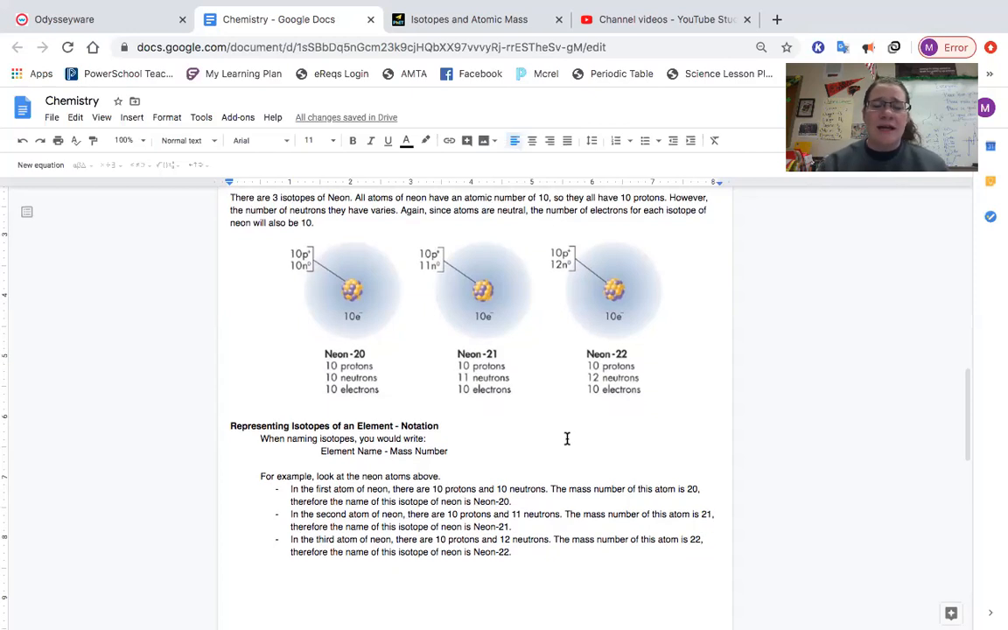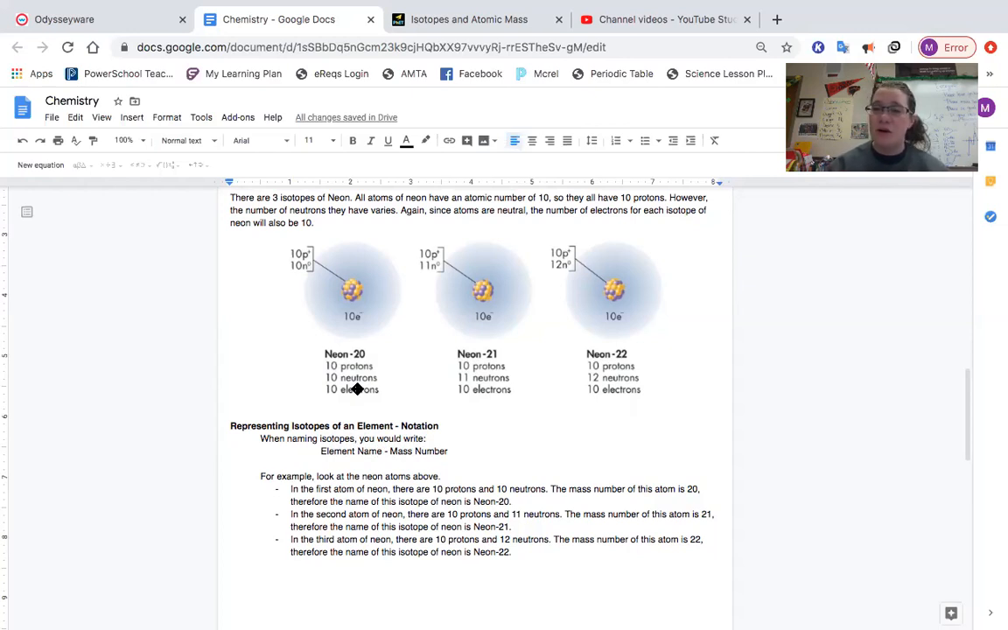Looking at these, we see that we have neon 20, neon 21, and neon 22. This is actually how we name our isotopes. When you name them, you should always name the element, then put a dash, and then put the mass number. Since this one had 10 protons and 10 neutrons, the mass number would be 20 because 10 plus 10 is 20. So we would name that neon-20. The next one, the mass number is 21 because it's 10 plus 11. So we name that neon-21.